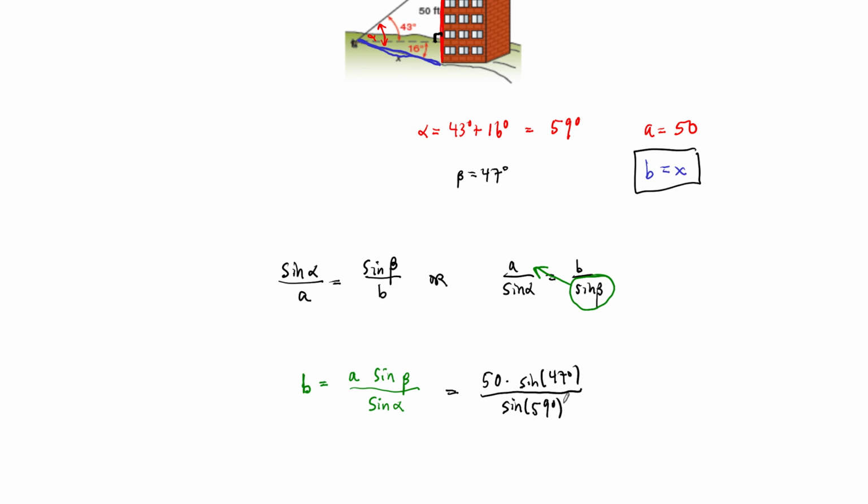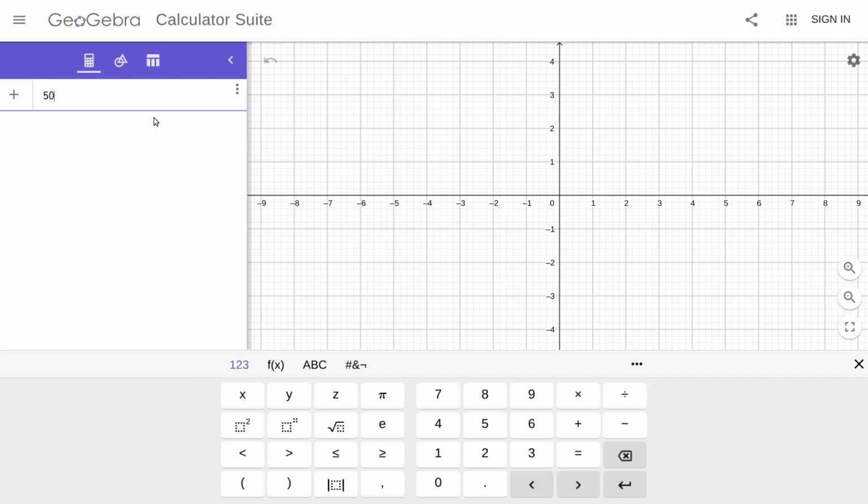All right, and so once we compute this, we will know the distance, x. By the way, this b is actually x, right? We'll know x. So let's go to GeoGebra, type this in, and see what we get. So 47 degrees and 59 degrees. All right, so we're going to have 50 times sine of 47 degrees. Do we make sure that this is in degrees? We'll have to check it in a second. Divided by sine of 59 degrees.